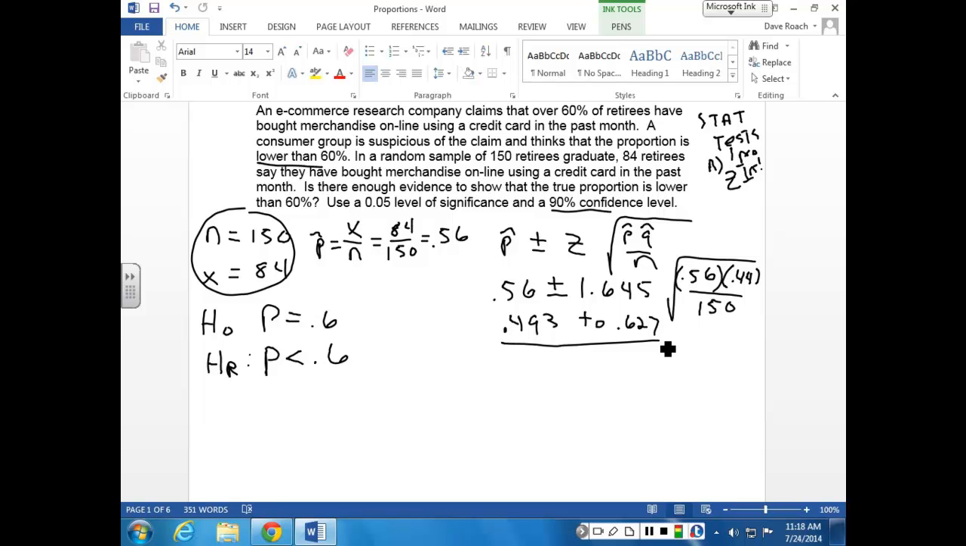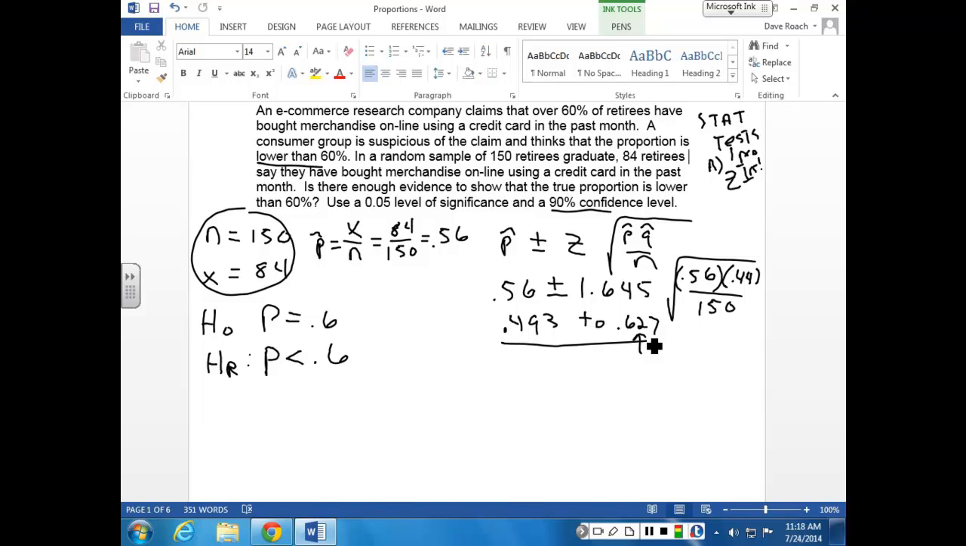So from that, can we conclude that the population proportion is less than 0.6? No, because the interval includes values that go as high as 0.627. So you have to again focus on the whole interval. If we were using it to test this hypothesis, which we don't have to, we could just be using it to get an estimate.